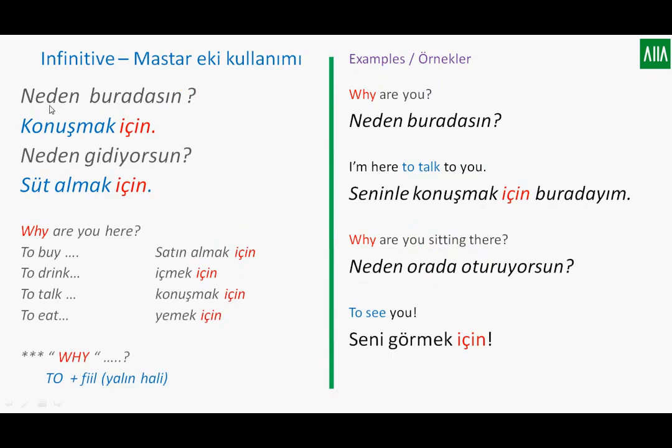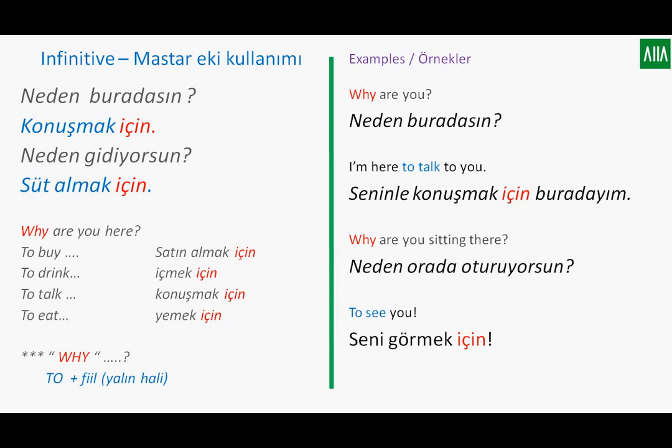Look, there are a few examples in Turkish. Neden buradasın? It means why are you here? The answer is to speak. To speak in English, of course. But in Turkish we say konuşmak için. As you see here, we have our base form of to speak, konuşmak, and after that we put için, to describe the reason why you are here.